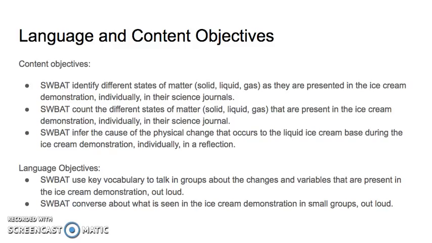To meet the content objectives, students will be able to identify the states of matter that take place in the ice cream demonstration, such as when the matter is a liquid, when the matter is a solid, and so on. They will also be able to count the different states of matter that are present in the experiment, meaning how many times they saw a liquid or how many times they saw gas. Finally, the students will be able to infer the cause of the physical change that occurs to the liquid ice cream during the experiment. The students will complete all 3 of these content objectives individually in their science journals.